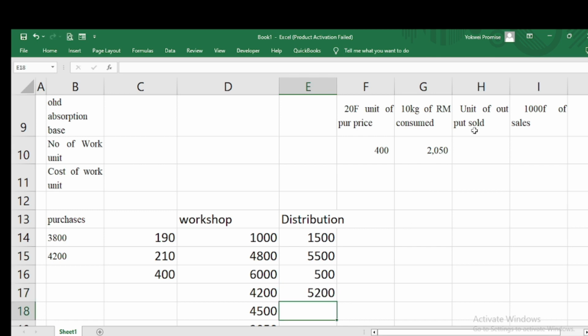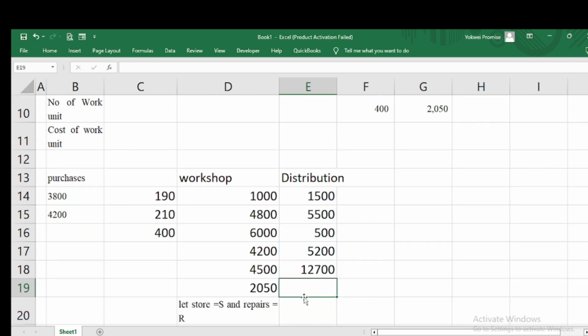Right, since they just say units of output sold, they did not attach any number like 10 kilograms or whatsoever. So we are going to use the figure that we have here exactly. So we have equal to, just use, boom, we then have 12,700. So put 12,700.